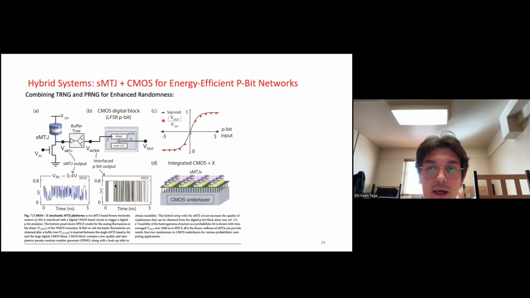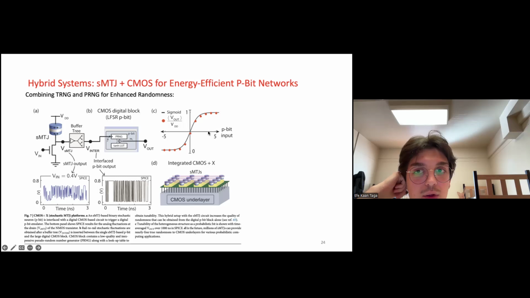And lastly, we study the hybrid systems SMTG plus CMOS for energy efficient probabilistic bit networks. Before delving into the system, the spin circuit approach integrates magnetization dynamics, noise fields, and interface conductance in the circuit simulator, enabling accurate predictions and device level evaluations. Notably, it predicted key features of the double free layer SMTG, which was later experimentally confirmed, showing that the spin circuits were correct.